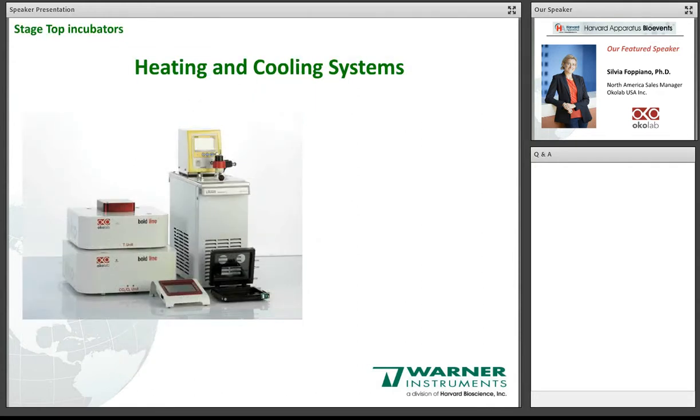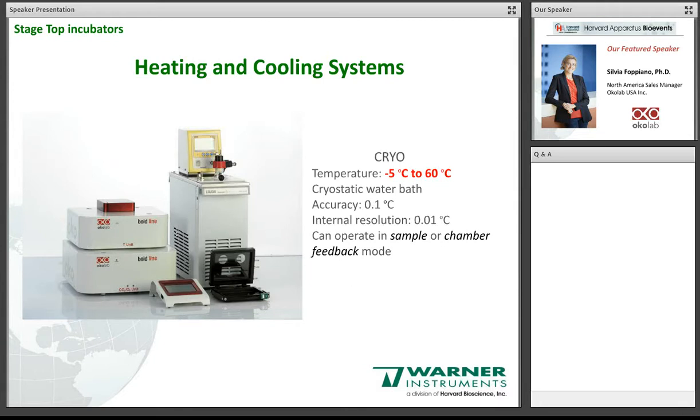Heating and cooling is also possible on stage top systems, which is not possible on a cage system. We have several cooling systems. This is the one I want to present to you today briefly. It goes below 0 Celsius, to -5, and up to 60 Celsius. It's very useful for researchers who study organisms that live in an environment that is cooler than room temperature, such as marine biologists who study, let's say, zebrafish or other organisms.